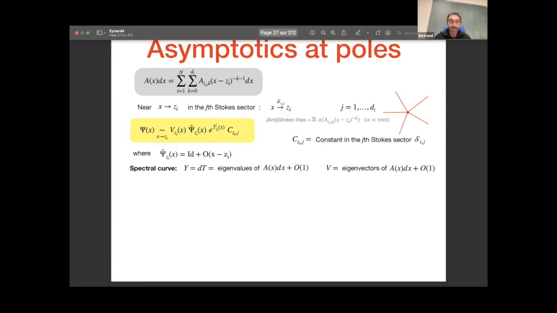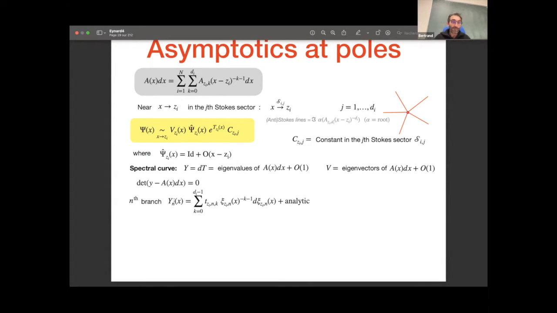So the T, let's not first define T, but its differential. dT is basically the diagonal matrix of eigenvalues of A(x)dx, or really only the singular part of the eigenvalues. So let me define Y to be the eigenvalues of A(x)dx, and V will be the matrix of eigenvectors corresponding to it. So how do you find the eigenvalues? One way is to solve the characteristic polynomial equation. This has several solutions, several branches.